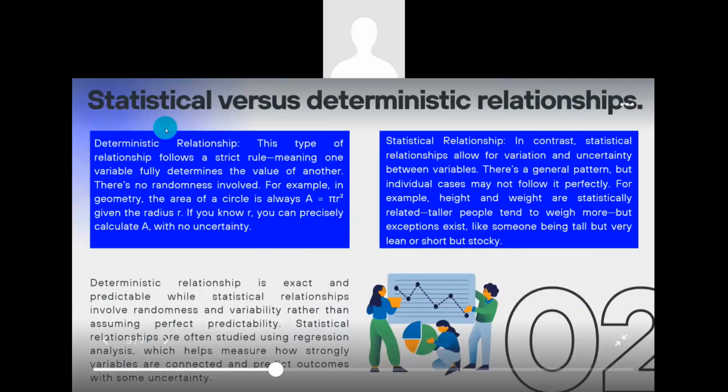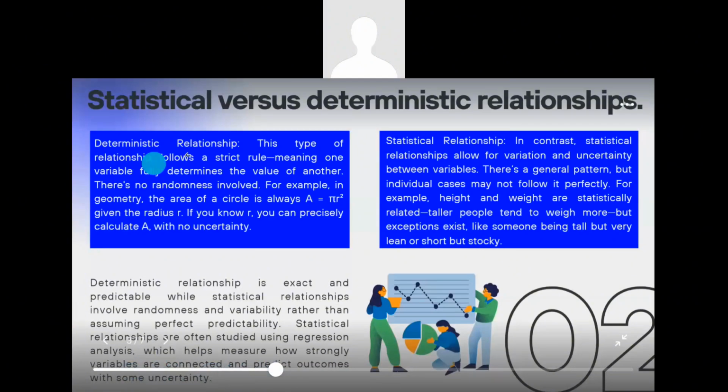Next, statistical versus deterministic relationships. Deterministic relationship is exact and predictable, while statistical relationships involve randomness and variability, rather than assuming perfect predictability. Statistical relationships are often studied using regression analysis, which helps measure how strongly variables are connected and predict outcomes.